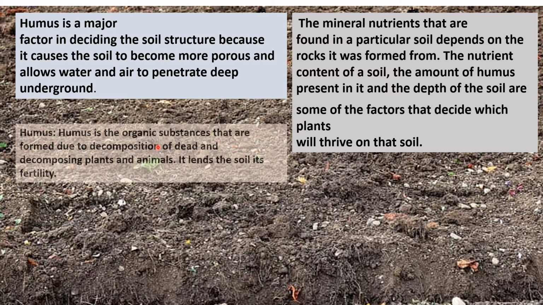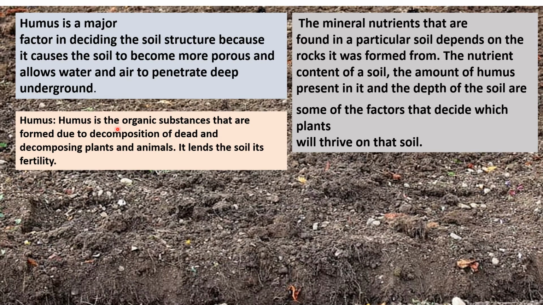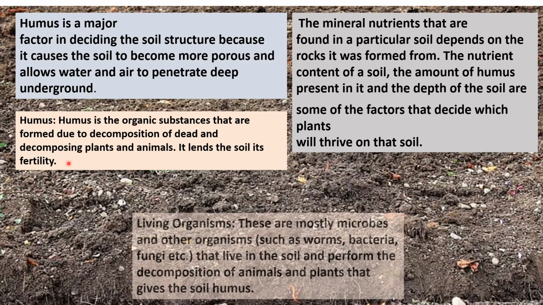Now what is humus actually? Humus is the organic substance that is formed due to decomposition of dead and decomposing plants and animals. It is actually the decomposition of the dead parts of plants and animals present in the soil. And what is the main function of humus? It provides fertility to the soil.